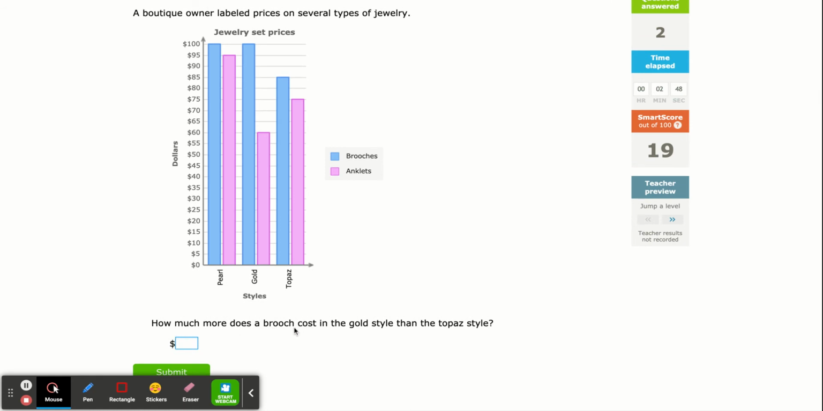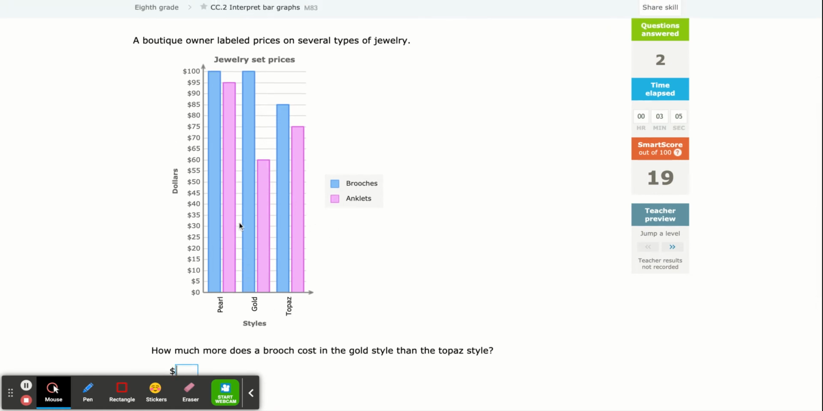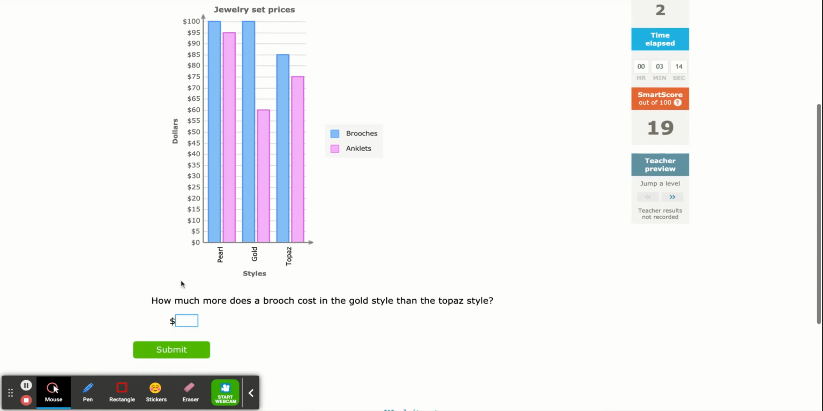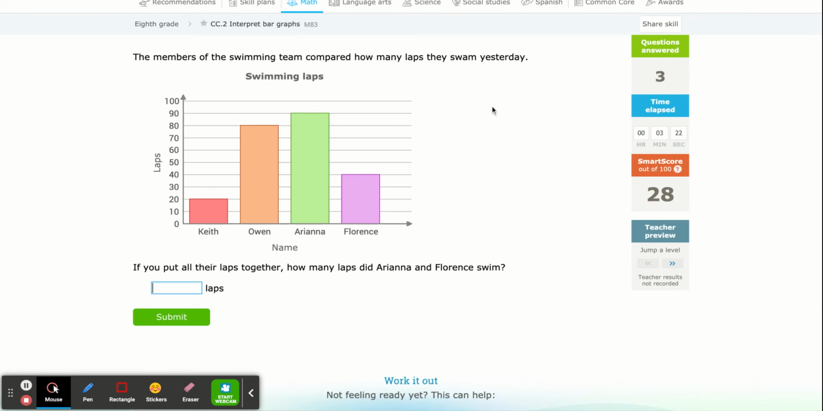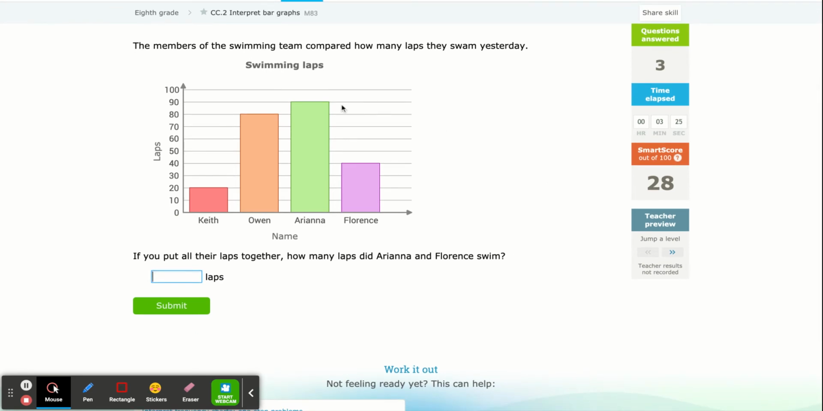How much more does a brooch cost in the gold style than in the topaz style? Brooch, anklets, brooch style then, and we want to know how much does a gold then topaz. So here's gold, here's topaz. We're looking at brooches, so we're looking at the blue, and we say the blue in the gold is 100, where the blue in the topaz is only 85. How much more is that? What's 100 minus 85? 15. It's $15 more to get a brooch in gold than in topaz. So again, you're going to get a lot of extra information, and it's just trying not to get yourself confused or getting confused with that extra information.